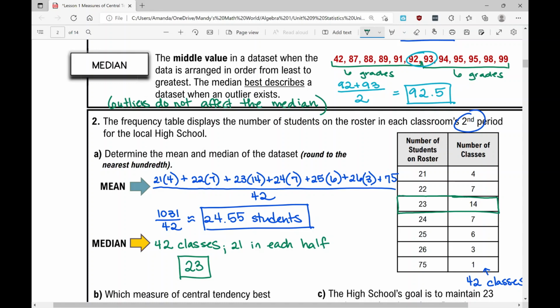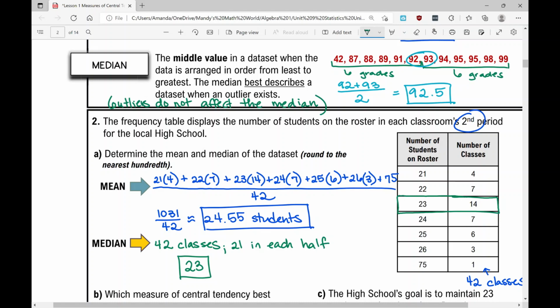If you struggled with something like that, take another sheet of paper and list out 42 numbers. 21, 21, 21, 21. 22, 22, 22, 22, 22, 22, 22. 23, list it 14 times. 24, list it. I mean, do the work. Do what you got to do to get the answer right.